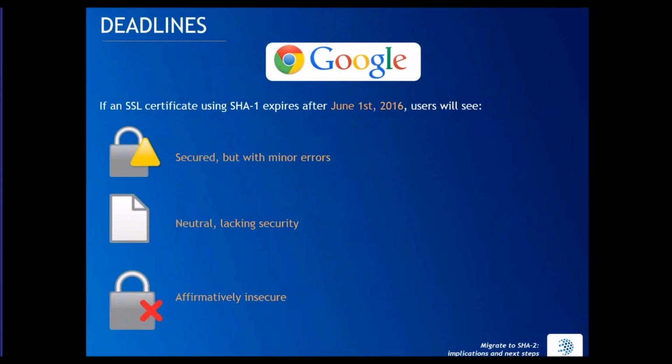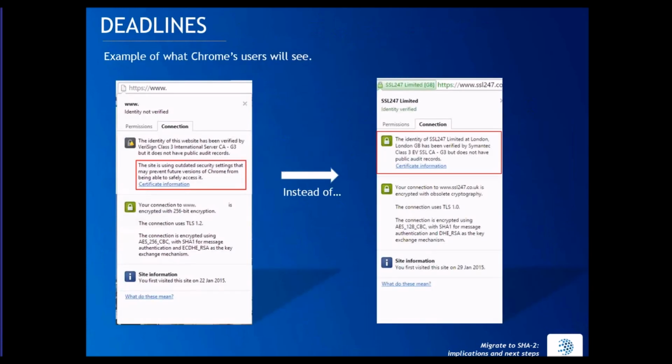Now, here are some of the visual alerts which Google are coming out with. Again, if your certificate is SHA-1 and it's expiring after June 1st, 2016, your users will first see that padlock with a yellow triangle, secured but with minor errors. There is a neutral, lacking security icon as well, and the affirmatively insecure icon. These are some of the visual alerts that you'll be seeing in days to come if you're still in SHA-1.